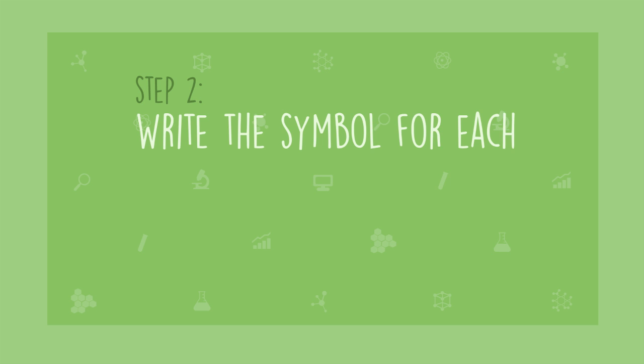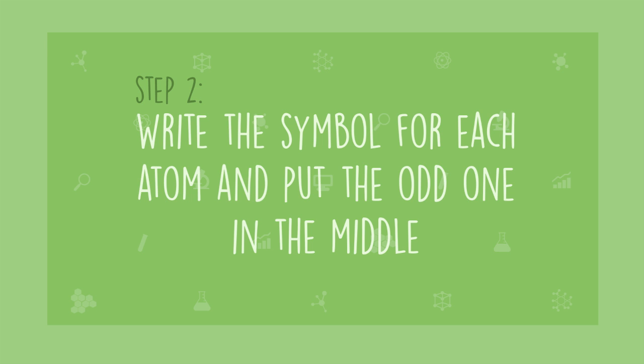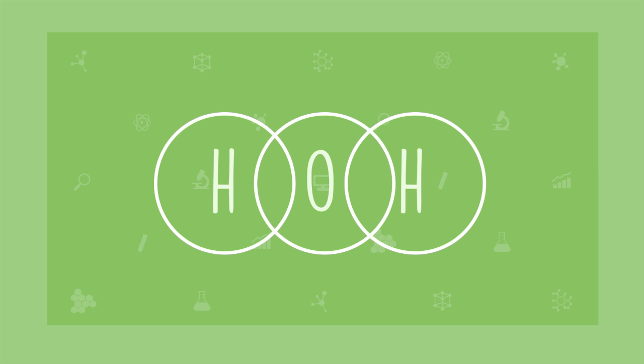Step 2 is write the symbol for each atom in the molecule or ion and put the odd one in the middle, if there is an odd one. So in this case we have 2 hydrogen atoms and the odd atom is an oxygen atom. So we place this in the middle between the 2 hydrogen atoms.